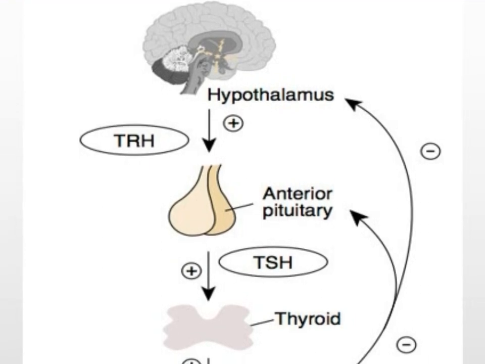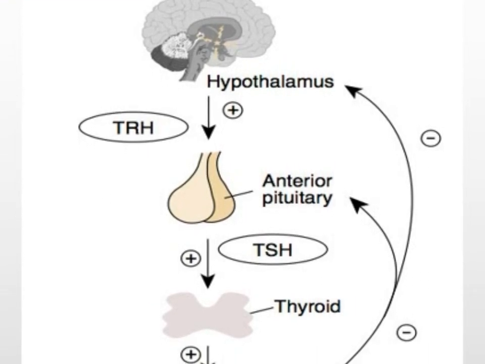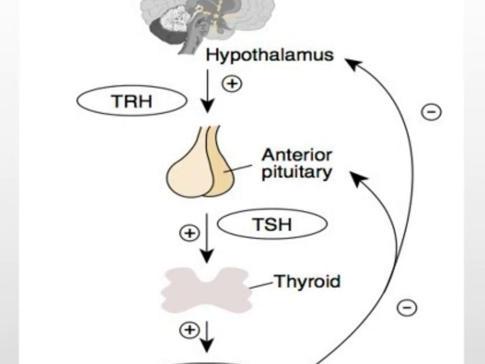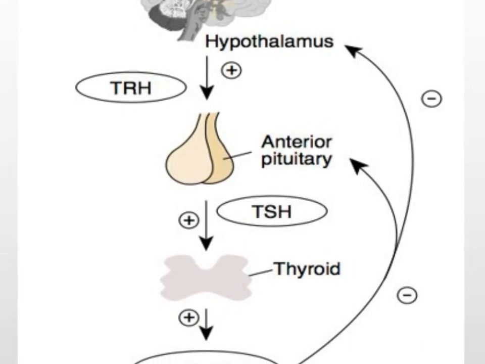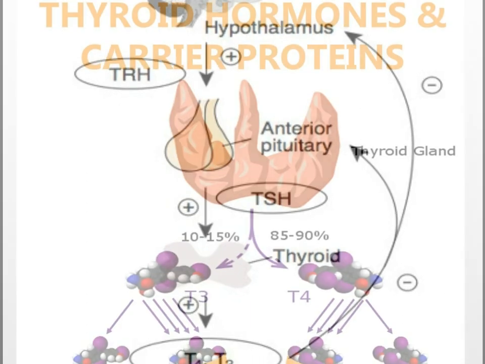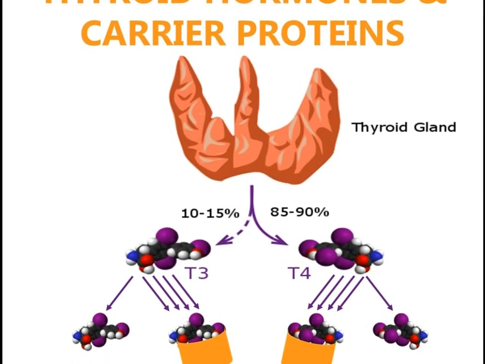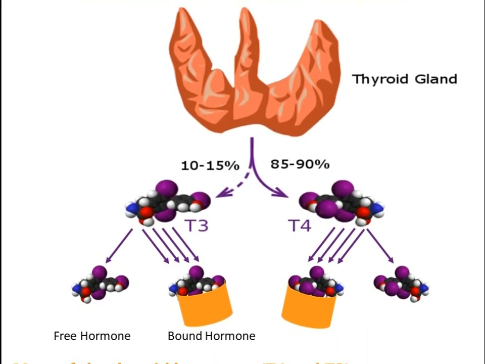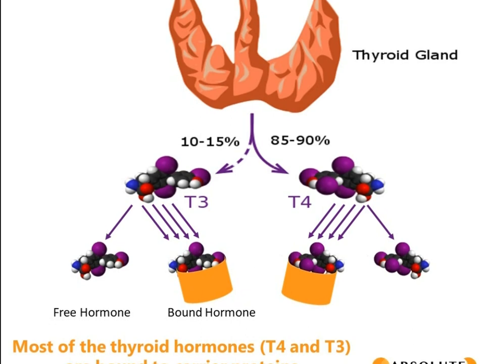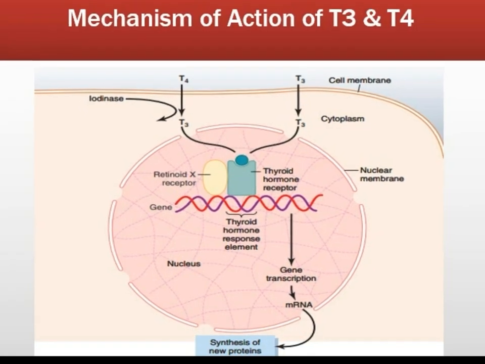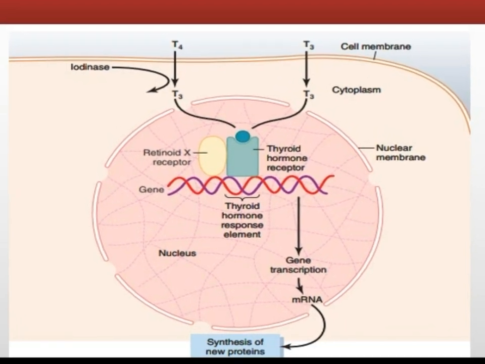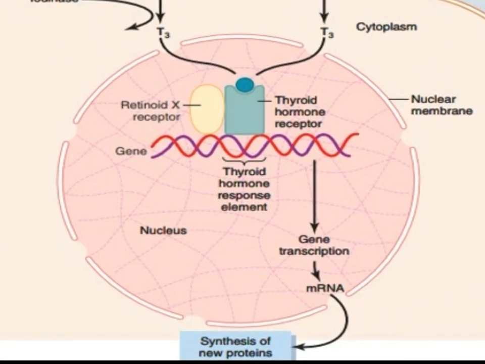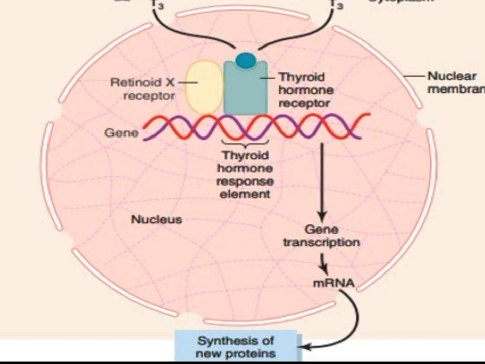TSH moves in blood and binds to TSH receptors present on the surface of thyroid gland. Thyroid gland, when stimulated, starts releasing thyroid hormones T3 and T4 in blood. Thyroid hormones circulate in blood bound with proteins called thyroid binding globulin and reach the target tissues. Being lipid soluble, they cross the cell membrane and bind with the receptors present within the nucleus. T3 and T4 stimulate gene transcription which lead to protein synthesis.